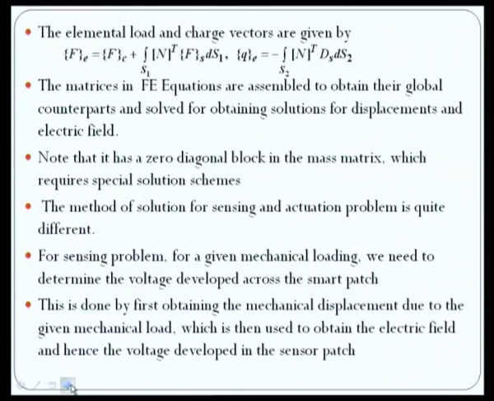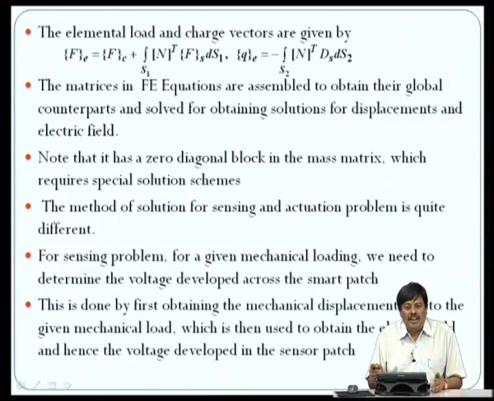So, here the elemental load is due to the mechanical load, concentrated load and the surface load, and QE is the charge vector due to electrical displacement. The matrices in the finite element equations are assembled as in the case of the mechanical structure. We did some examples in the last lecture, and we find out the global stiffness matrix, then we enforce the boundary conditions and we solve for the displacement and the electric field. Note that it has a 0 diagonal in the block matrix which requires special solution schemes. So, we cannot directly solve because it becomes a positive semi definite system. So, we need special solution schemes.